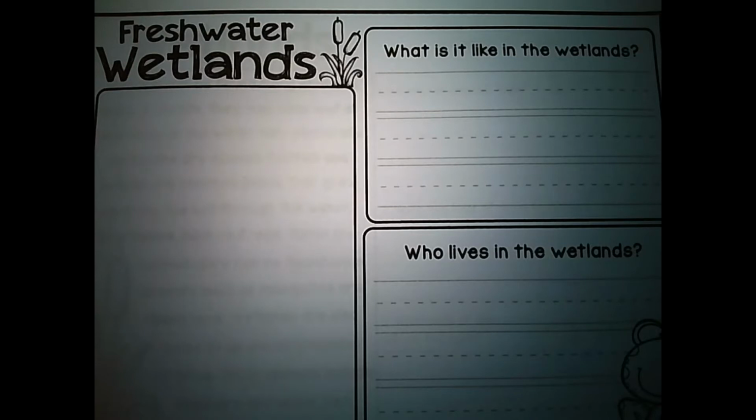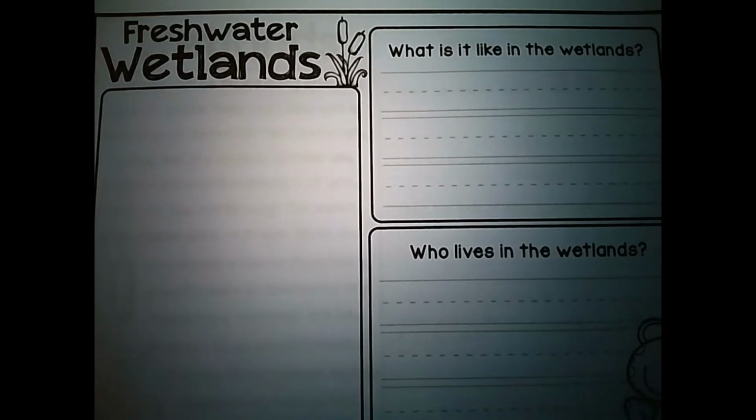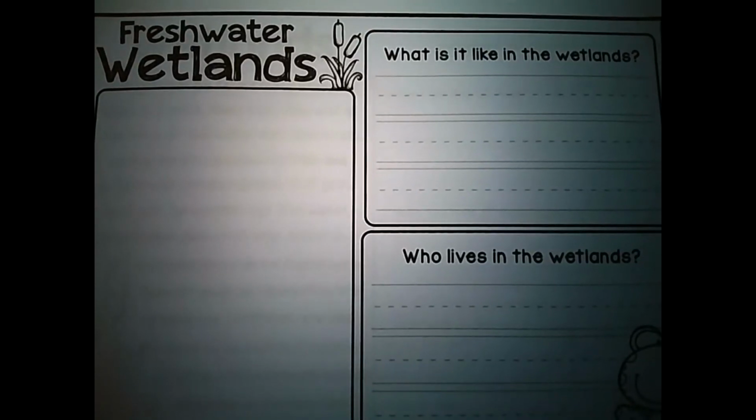Okay, we know there's different animals that live there. We know that the weather can sometimes be seasonal or temporary, meaning it does not last year round. Okay, talk to me about what it's like there. After that, you're going to look over here and it says, who lives in the wetlands? Again, give me 3 animals or insects that live in the wetlands.